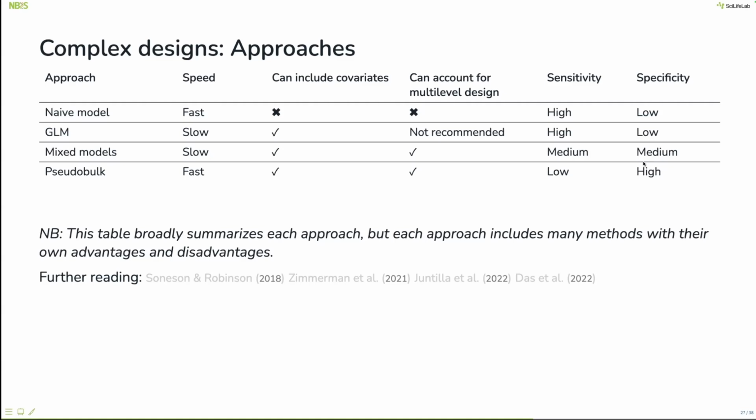So which model you choose will depend on which error you're more okay with. For example, you might want to start with the pseudobulk to see if there are any differences, because it's faster, and then maybe do it with the mixed models as the next step. And I have some references here in the presentation if you want to look more into the different types.